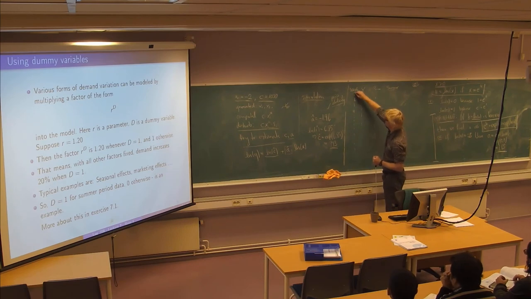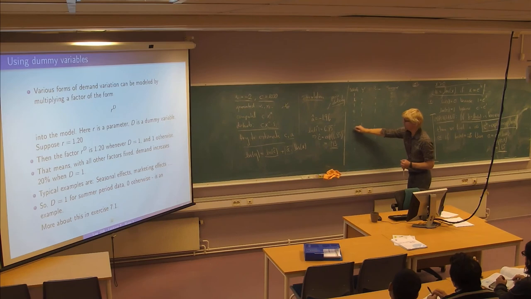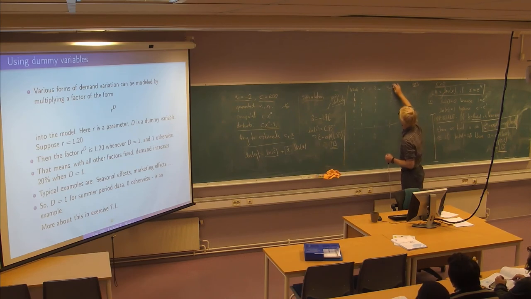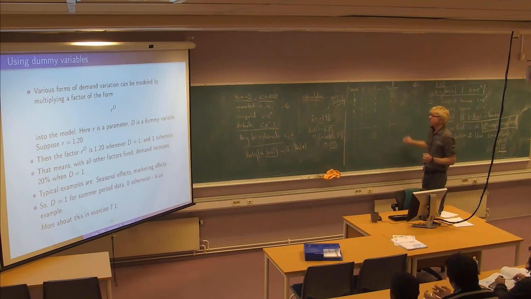If this is the weeks in the year, then this is not a summer week, this is not a summer week, and so on. And then you come to some time where you define it as summer, and it goes from 0 to 1, 1, 1, 1, 1. Let's call it D. So you take your demand model, which is, say, with one price, and you multiply it with R to the D.